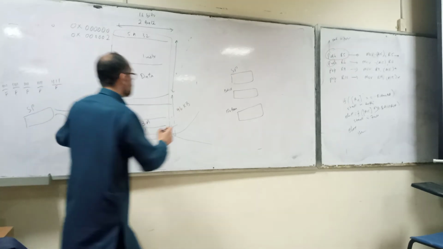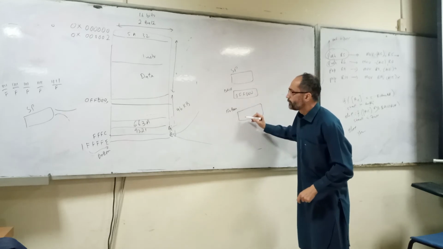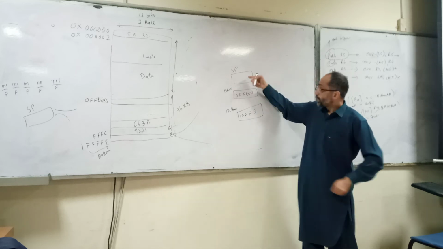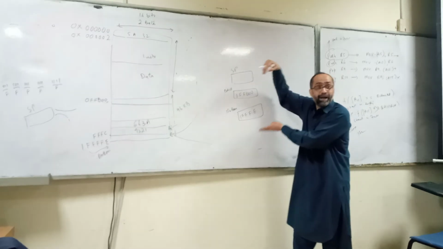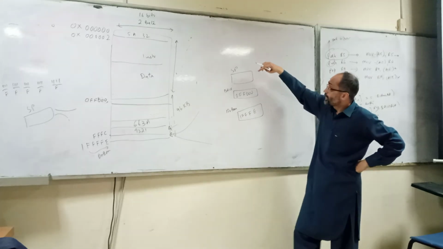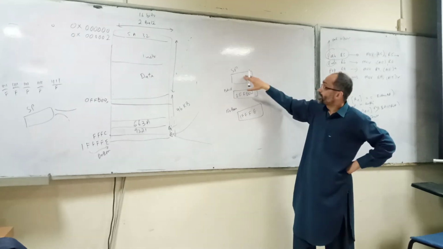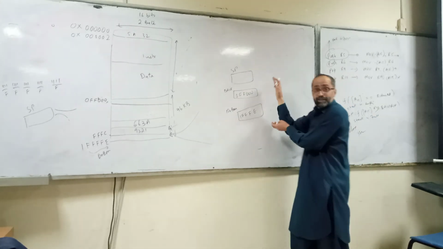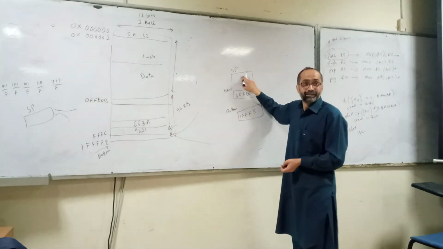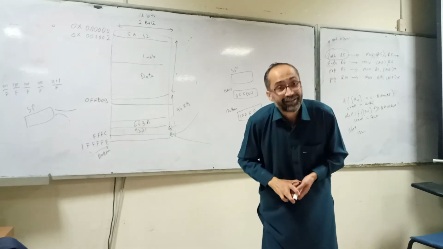So actually, if the base is 0FF000 and the bottom is 1FFFE, now we need a hardware check to be made internally. It will compare the contents of the stack pointer with these 2 addresses. If the contents of the stack pointer are within this range, it's a valid address. And if it is outside this range, what do we need? We need some internal comparators.